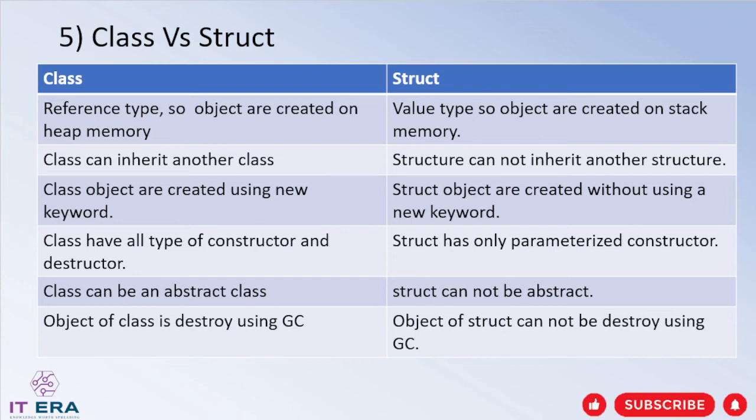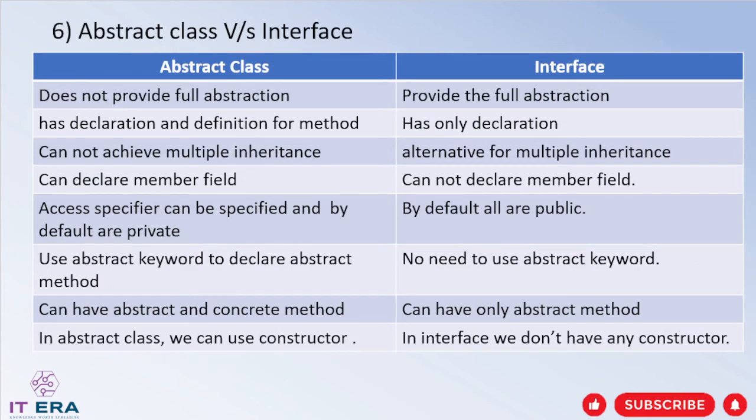Class can be inherited from another class, but struct cannot be inherited from another structure. Also, classes are created using the new keyword, but struct objects can be created without using the new keyword. Another is, a class can have all types of constructors and destructors, whereas struct has only parameterized constructors. And a class can be abstract, but struct cannot be abstract. And lastly, an object of a class is destroyed using the garbage collector, but an object of a struct cannot be destroyed using the garbage collector.